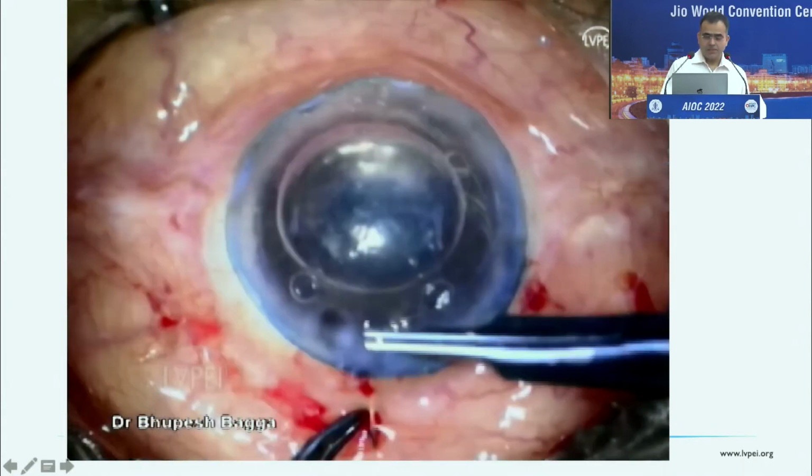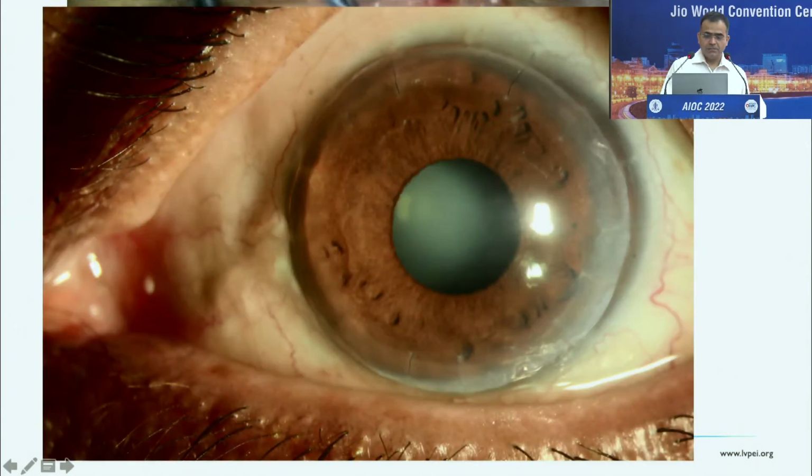So this is the post-op picture of the patient. Now patient has almost 6.5 year follow-up. I did cataract surgery later on.